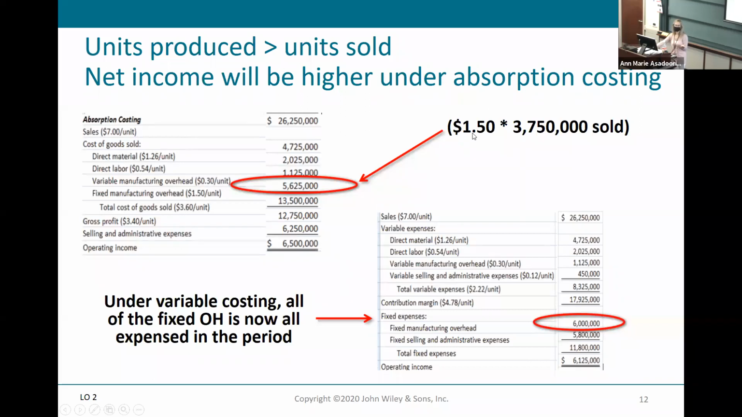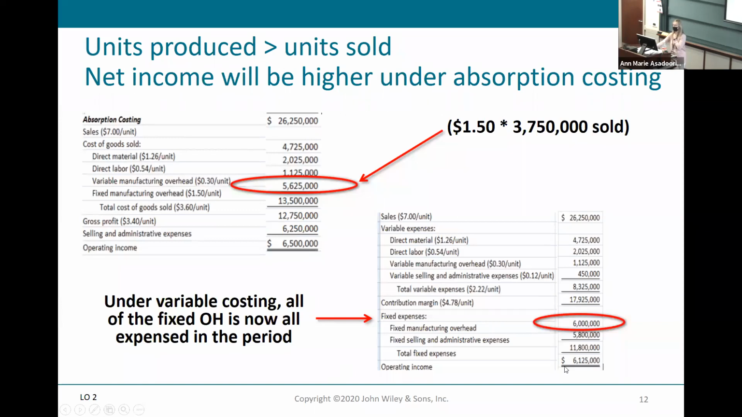We know that we have $1.50 that is allocated to each one of those 4 million units, right? When I produced those units, I allocated the $1.50 to each one of these 4 million units. But when I'm looking at what went to the income statement, I'm matching all of this to what I sold. If I only sold 3.75 million, then I'm only matching $1.50 to those same units sold. Cost of goods sold is matching what it cost me to make the same units that I sold. So I'm seeing not all of my rent hitting the income statement in this period. It's misstating my income statement. It's making it look like my net income is higher than what it actually is.